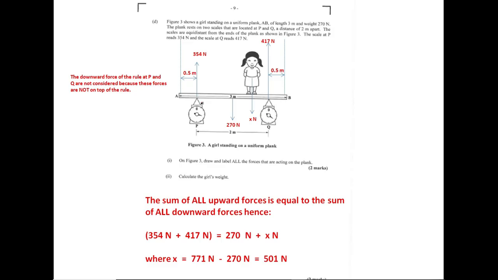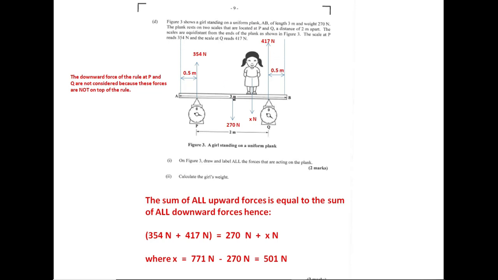And so I put the force here acting on the scale going up. So it's called a reaction force. And so the downward force of the rule at P and Q are not considered because these forces are not on top of the rule, like she's on top of the rule, right? So they're placed upwards, and so this force is 354 newtons and this force is 417 newtons. Okay, so those are going upwards.